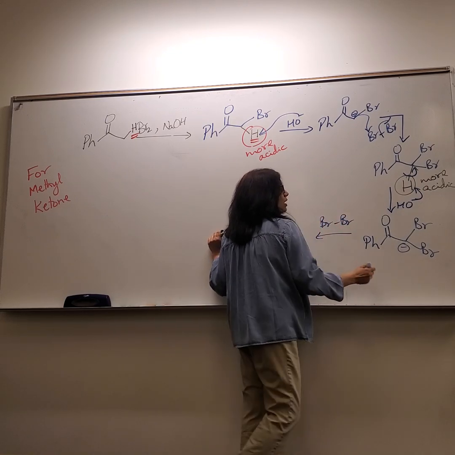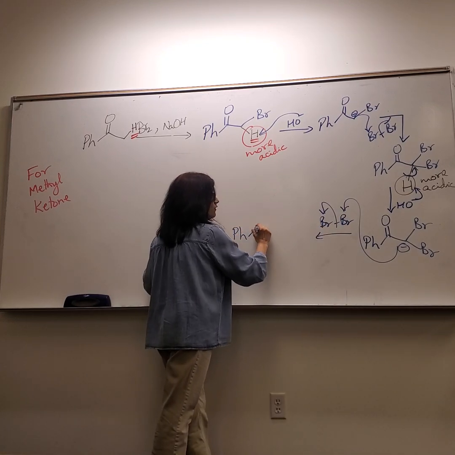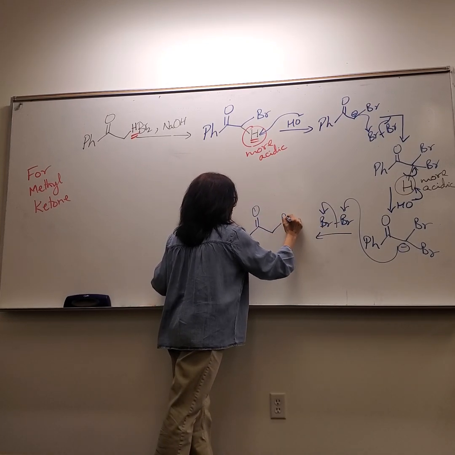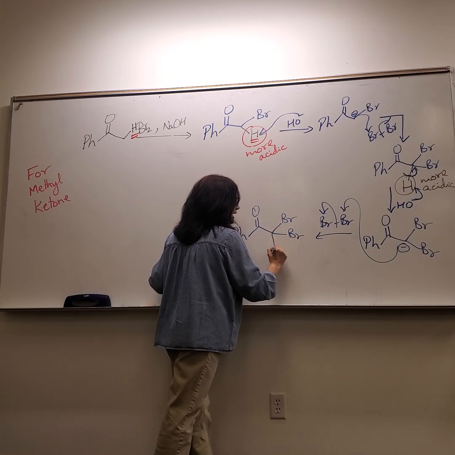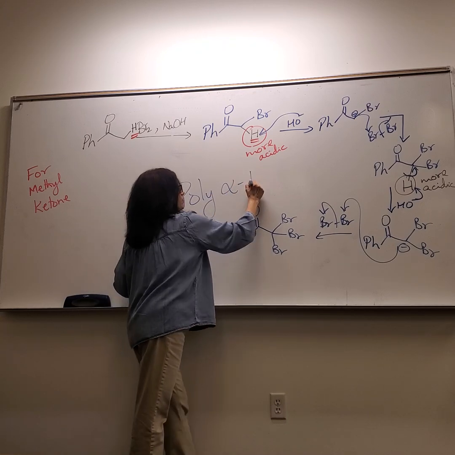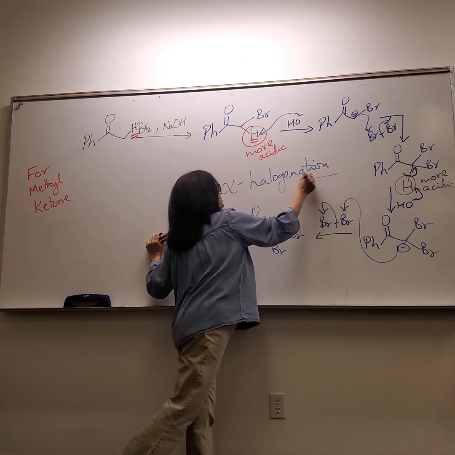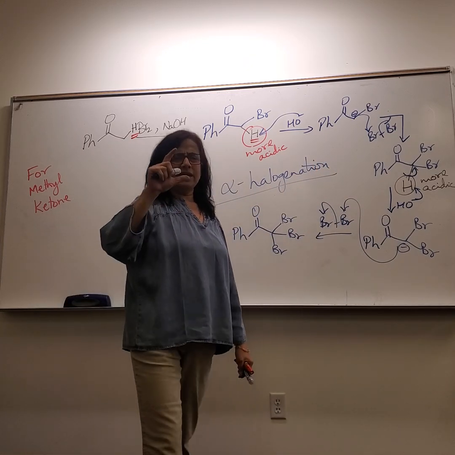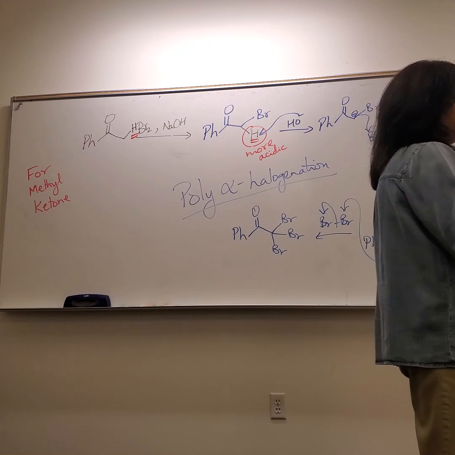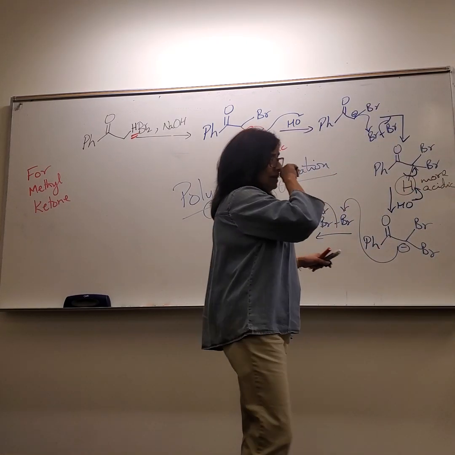So the point I'm trying to make is, when you are doing alpha halogenation in presence of a base, polyhalogenation happens. Because we can't stop it. Because every time a halogen is put in the alpha position, it makes any remaining alpha hydrogens even more acidic than before, which means it will react further and further and further till all alpha hydrogens are exhausted, used up. Everybody okay?